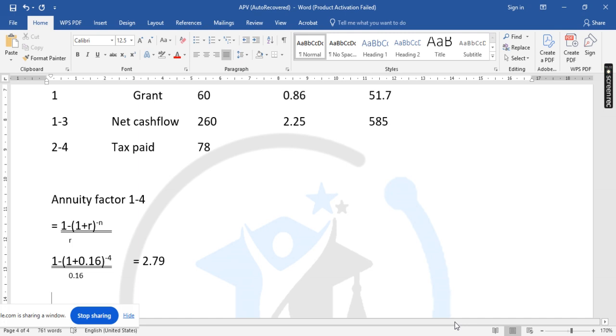Now, if this is 2.79, what we are looking for is the DCF from where? We need the DCF from year 2 to 4. Another thing you need to do, this is for year 1 to 4 class. You need to remove year 1.